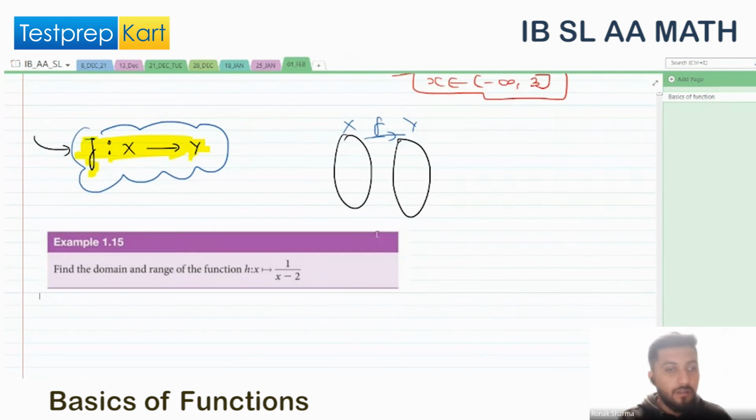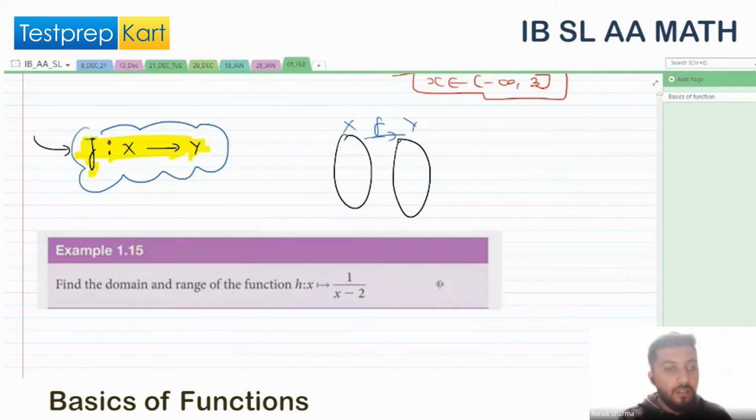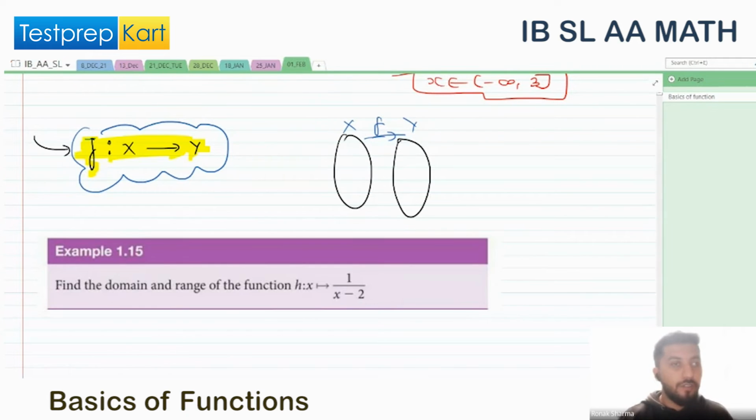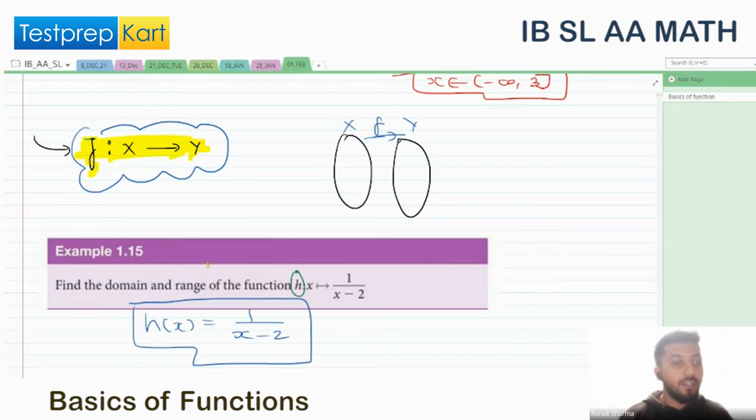Now see, this is a function. Don't get confused with what has been written here, h. It simply means that this is a function, that is h, and we have h of x equals 1 over x minus 2, okay? This is the function. Now, what they're trying to get you to find is the domain and range. I simply want you to find the domain first, then we'll discuss the range part. Tell me what will be the domain.